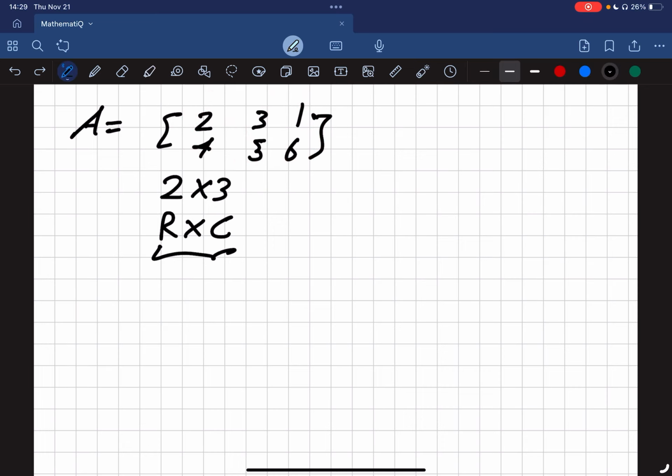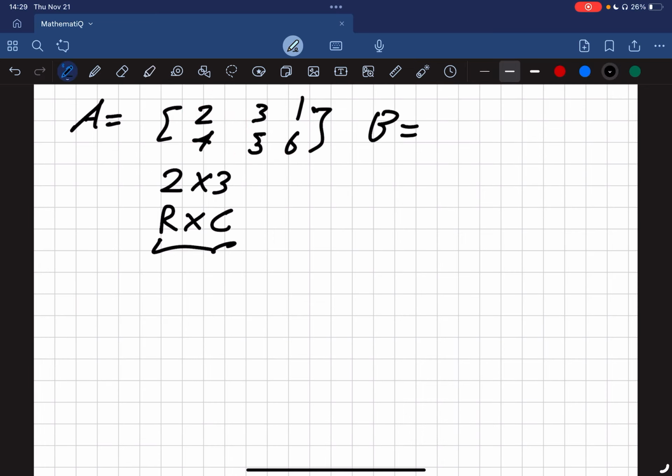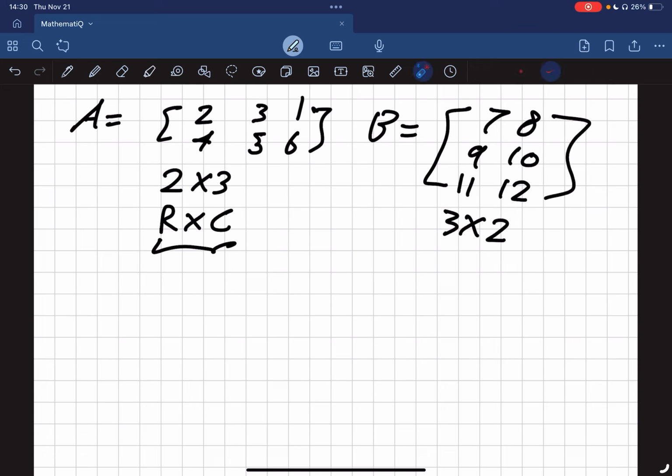And then we have 3 columns, 1, 2, 3, okay? So it's a 2 by 3, and then B is 7, 8, 9, 10, 11, 12, okay? And this is a 3 by 2. As you can see, this is a row, another row, and another row. And then we have 2 columns, 1 and 2. So it is a 3 by 2.